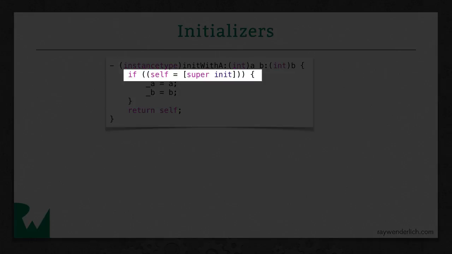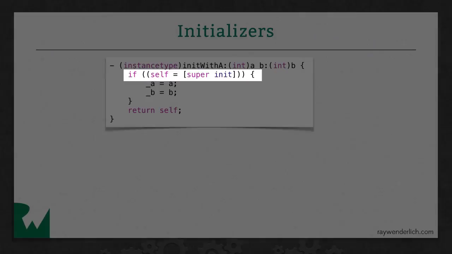The next line says if self equals super init, and there are two parentheses around the self equals super init part. So what this is doing is super init is calling the superclass's initializer to let it do its thing. And that's going to either return nil if it didn't work, or an instance of the class if it did. It assigns that result to self, and then the two parentheses are to basically make sure that that succeeded.